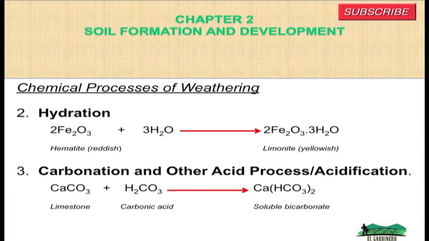The third one is carbonation and other acid processes, or what you call acidification. Like calcium carbonate, if you apply carbonic acid, you will have this byproduct, soluble bicarbonate. So limestone plus carbonic acid, the product will be soluble bicarbonate.